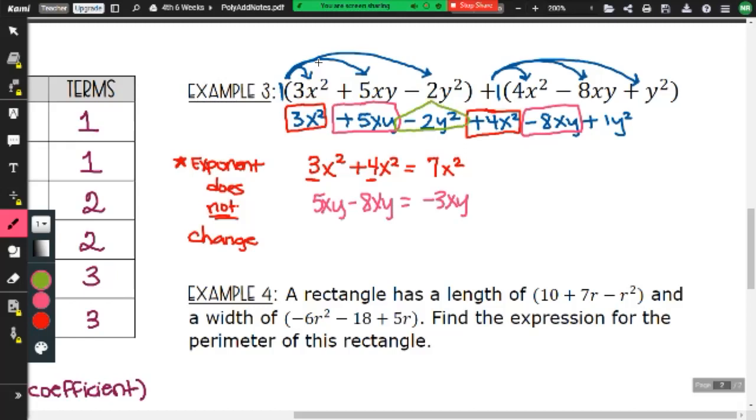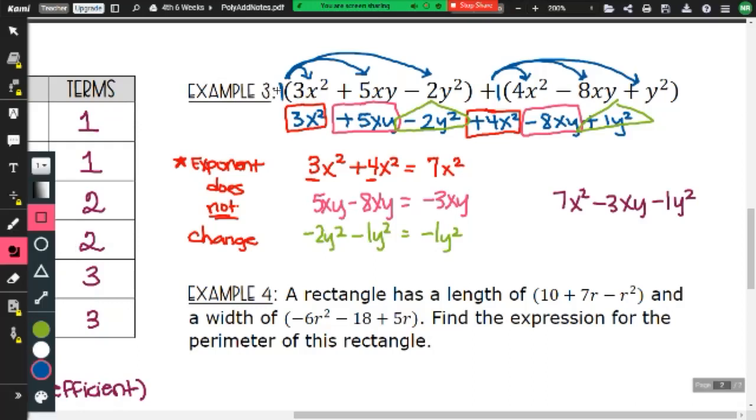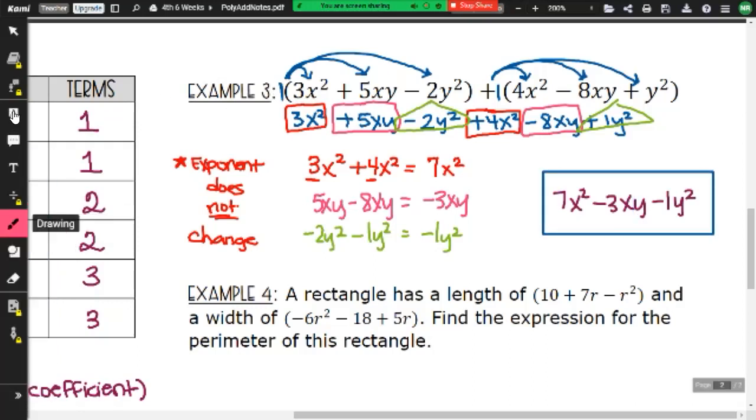Negative 2y squared combines with, yep, y squared with 1y squared. So negative 2y squared minus 1y squared gives us what? Negative 1y squared. Now, can I combine any of those? No. They have to be the same letters with the same exponent, and neither of these match up. Minus 1y squared. Questions? Everybody get it?